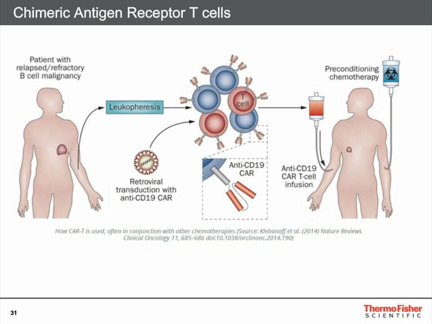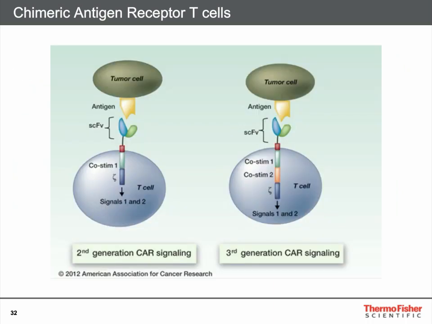So this field has quite a bit of diversity in the approaches that are taken to create a chimeric antigen receptor T cell. We're now a few generations into what this means and what the technology looks like. But typically it involves a single chain variable fragment that recognizes the antigen, most commonly a CD19 on a target B cell, and then intracellular components which provide signals to our T cell.